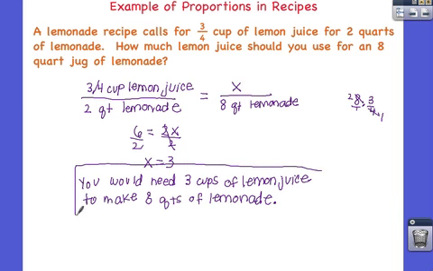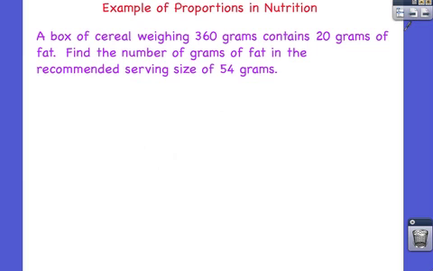And that keeps the ratio of lemon juice to the other ingredients the same. Now for an example of proportions in nutrition. A box of cereal weighing 360 grams contains 200 grams of fat. Find the number of grams of fat in the recommended serving size of 54 grams.